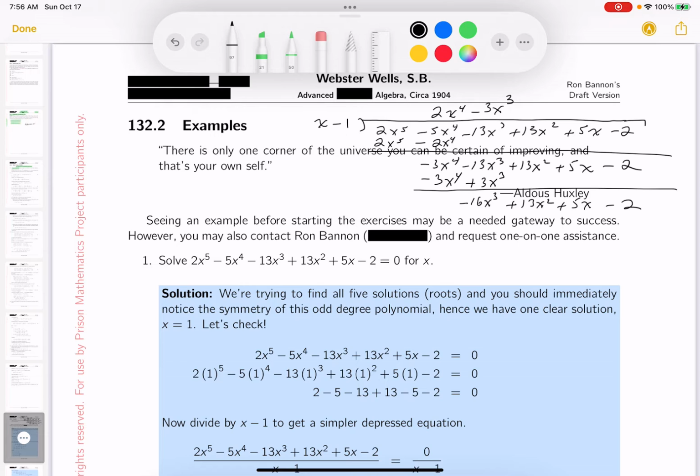Let's keep repeating. Minus 16 now, x squared. What do you get? Minus 16x^3 plus 16x^2. What do you get there? Minus 3x^2 plus 5x minus 2. If division's not working out, I made a mistake somewhere. Let's take a look. I'm going to say minus 3x now. What do you get? Minus 3x^2 plus 3x. And what do you get there? 2x minus 2. Oh, 2.